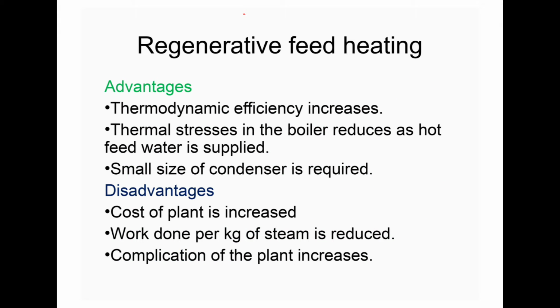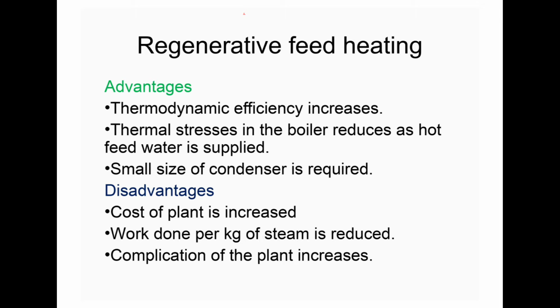The regenerative feed heating system has some advantages. Let's see one by one. The thermodynamic efficiency increases in the regenerative feed heating. Thermal stresses in the boiler reduce as hot feed water is supplied. Third one, a small size of condenser is required.